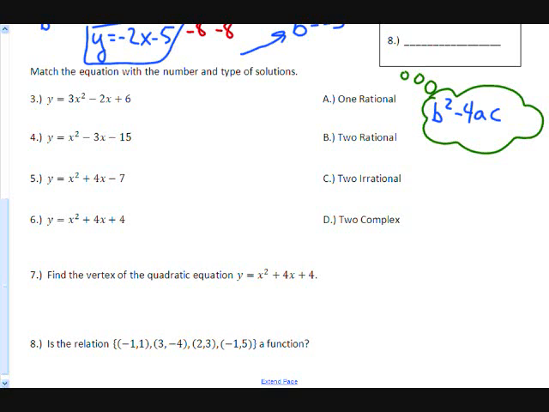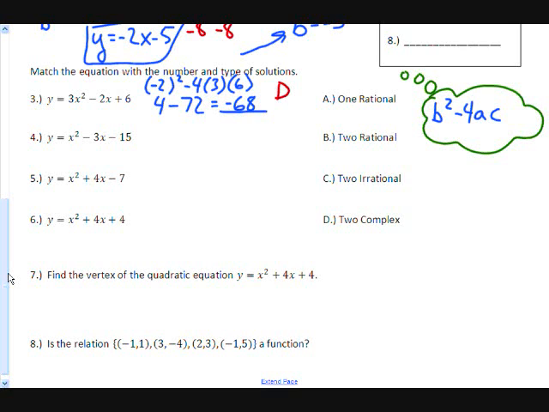So I'm going to do that for each of these. So for the first one, I'm going to do b squared, so negative 2 squared minus 4 times a, which is 3, times c, which is 6. And I would just simplify this. That's 4 minus, this is 4 times 3 is 12, times 6 is 72. So that gives me negative 68. Since the discriminant is negative 68, I know that that's going to give me two complex solutions. Whenever the discriminant is negative, it means I'm going to have two complex solutions because the thing under the square root for my quadratic formula is negative. Okay, so that's two complex.